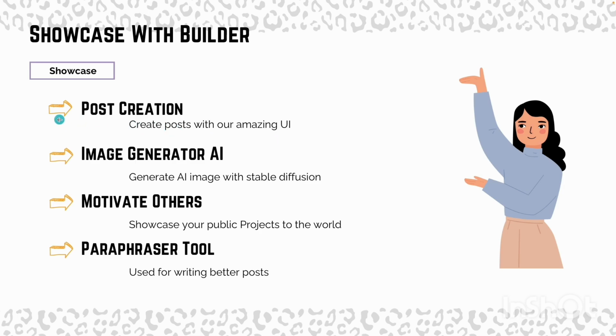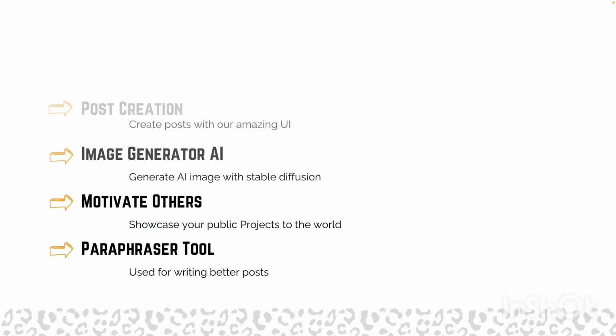For showcasing, you can create posts with us. You can use our image generator AI, which is based on Stable Diffusion, and generate amazing images using the power of AI. You can motivate others by showcasing your public projects to the world. In our social page, you can showcase your project so that other people can see it and get motivated for their own projects. We have also implemented the paraphraser tool in our post creation section, so that even if you can't write something in better words, our AI will do it for you.